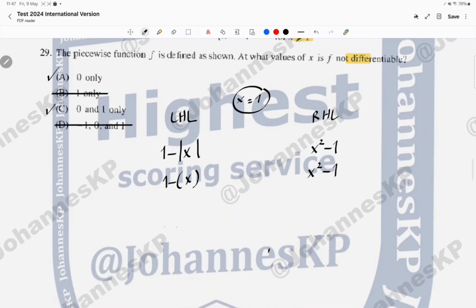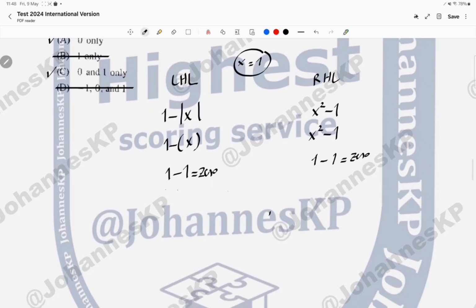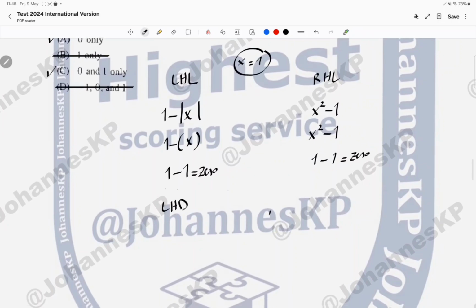And now plug in the 1. So 1 minus 1, which equals 0. And 1 minus 1, which is equal to 0. So it's continuous. The question is, is it differentiable or not? Left-hand derivative, right-hand derivative.